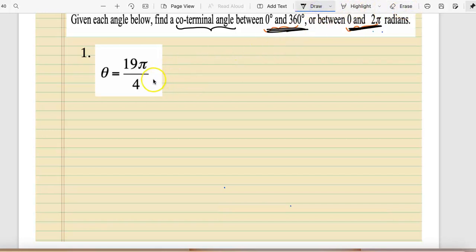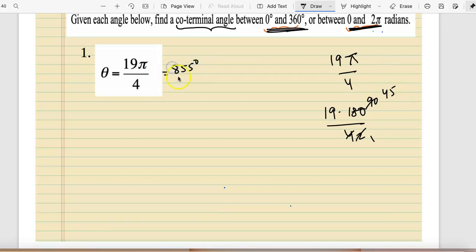This is just to make it easy for you: change it to degrees, so you will completely know what the measurement is. Pi is 180, divided by 4, so this will give you the answer. Use your calculator for this. You should end up with something like 855. This is 45 times 19. So in other words, this is your 855 degrees.